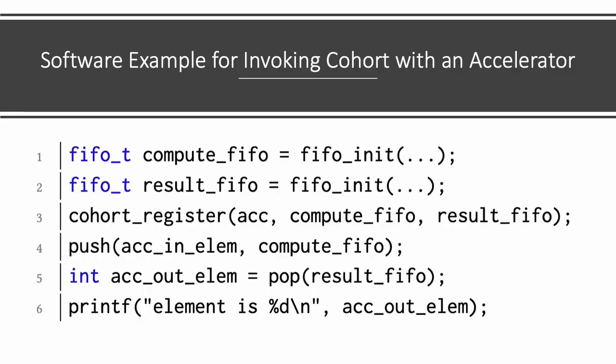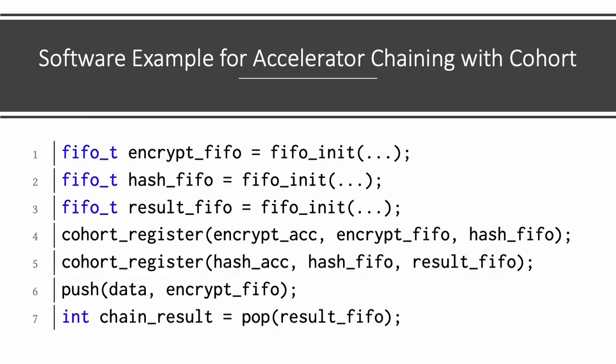Here we show the software code needed for invoking a single accelerator with Cohort. Our approach demonstrates as much as 10x speedup over traditional DMA while retaining software semantic. Here, we show the software code needed for invoking two accelerators with Cohort to do encryption and hash. Conceptually, they are no different from invoking two different software threads for computation.